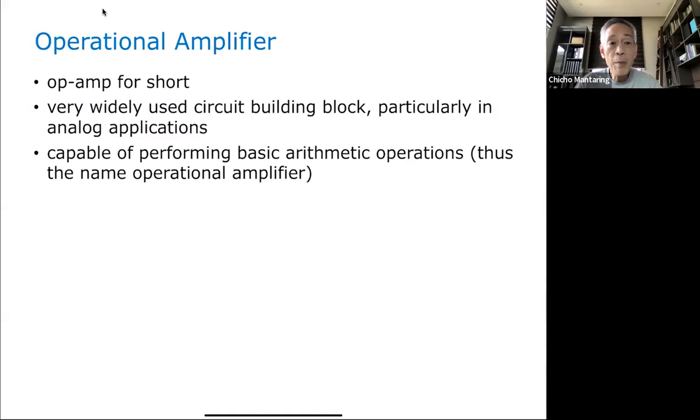The op-amp is capable of performing basic arithmetic operations. That's why the name is operational amplifier. You're going to find out later on that it is capable of doing multiplication, addition, subtraction, if you have a combination of operational amplifier circuits, and the like. In fact, later on, you're going to find that it can even do differentiation and integration.